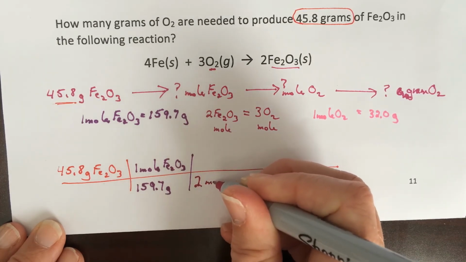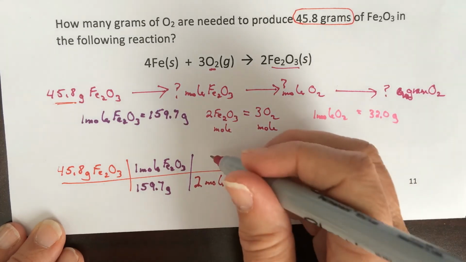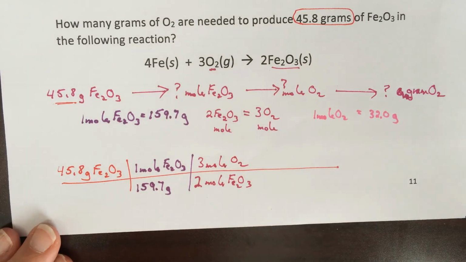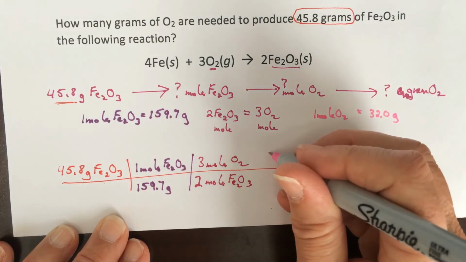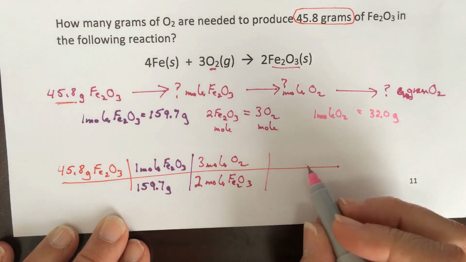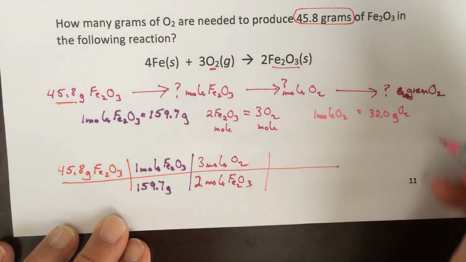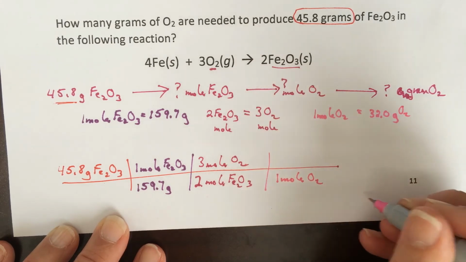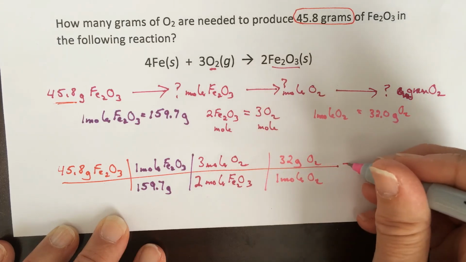We've got 2 moles of iron oxide and 3 moles of O2. Now, I'm still not going to solve it. I'm going to go ahead and put our next conversion. We want to get rid of our moles of oxygen and leave ourselves with grams of oxygen. So we'll put our 1 mole of O2 down here and our 32 grams of O2 on the top.